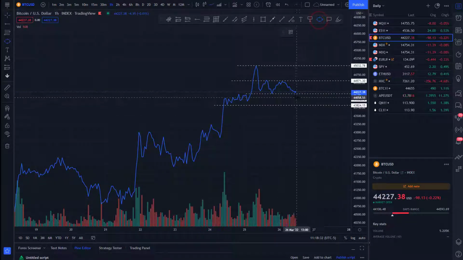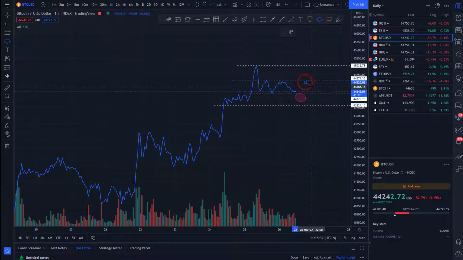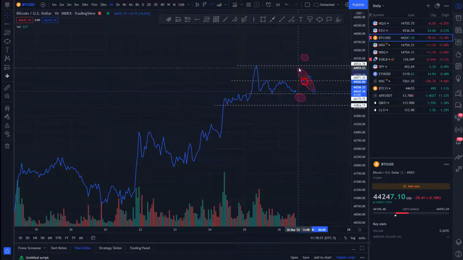I'll just take it a step further. What happens below this level is more important than what happens in here. What happens above this level is more important than what happens in here. What happens above this level is more important than what happens here.